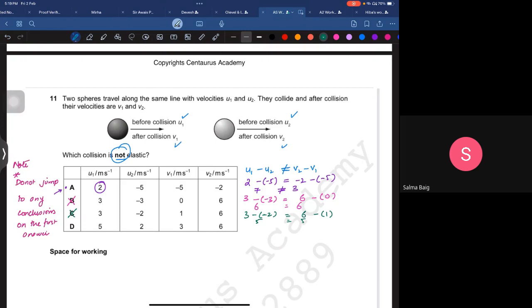Finally, you have the last one. Let's check that as well. So it's going to be 5 minus 2 equals 6 minus 3. So this is going to be 3 and this is going to be 3. This is also not our answer, because it's equal on both sides. So only A is the right answer in this.